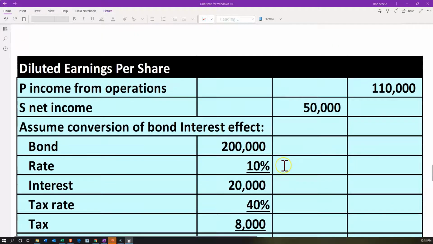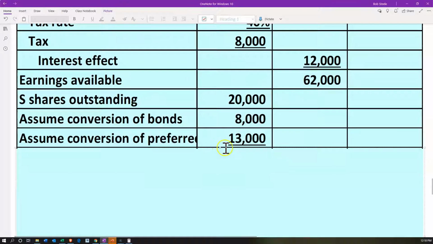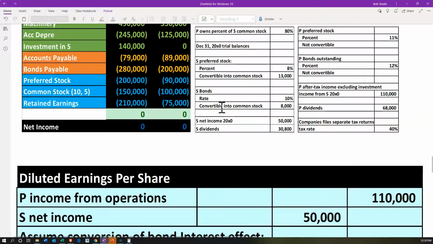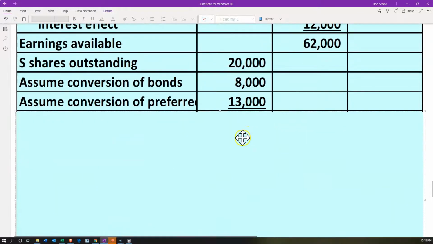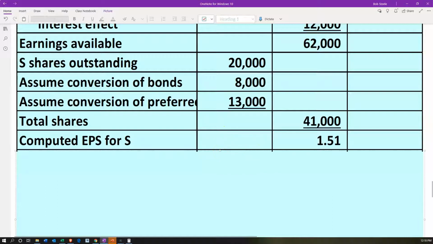So now we're talking about the other side of the effect of the bonds. One would be effect on the interest, affecting net income, the other on the number of shares. Then we assume the conversion of the preferred stock, because we had up here that S could have preferred stock that was converted to a 13,000 shares. So then we'd have the 13 shares. The 20 plus the 8 plus the 13 is going to give us that 41,000 shares. So then we have the computed earnings per share for S would then be our earnings available of the 62,000 divided by the 41,000, or about 1.51.